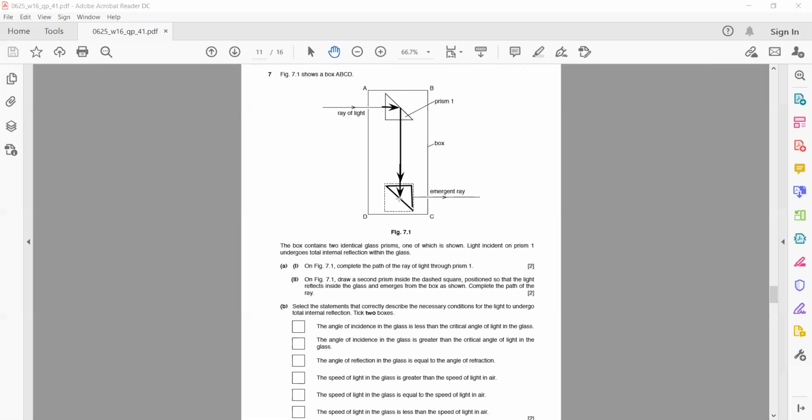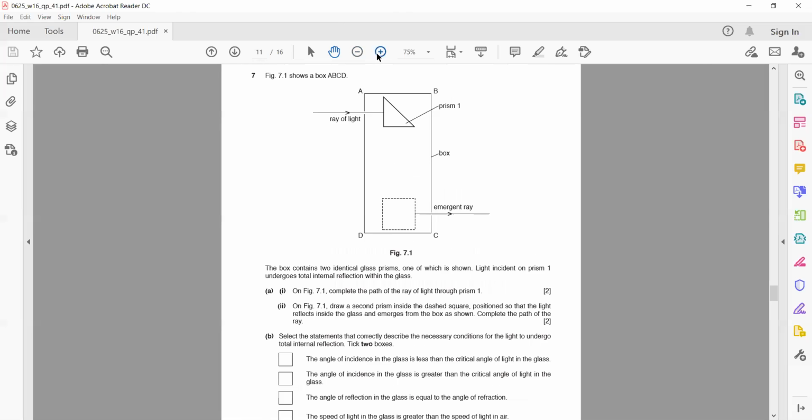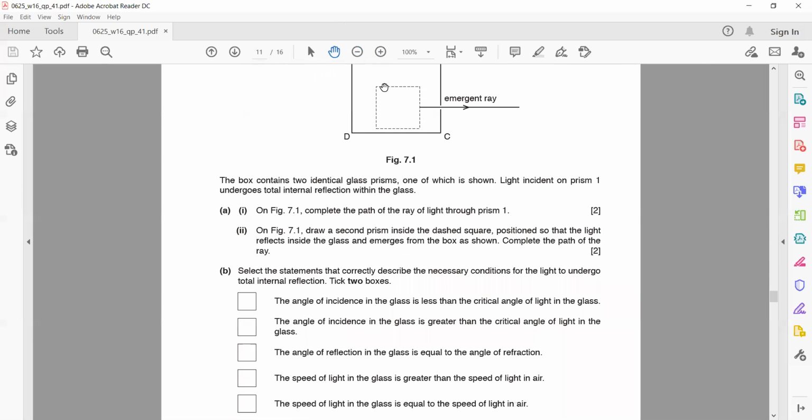At this point, angle of incidence is more than critical, so it will undergo total internal reflection. This is how a periscope is able to reflect the light by using the idea of total internal reflection. And what happened in total internal reflection? We have to take two boxes.